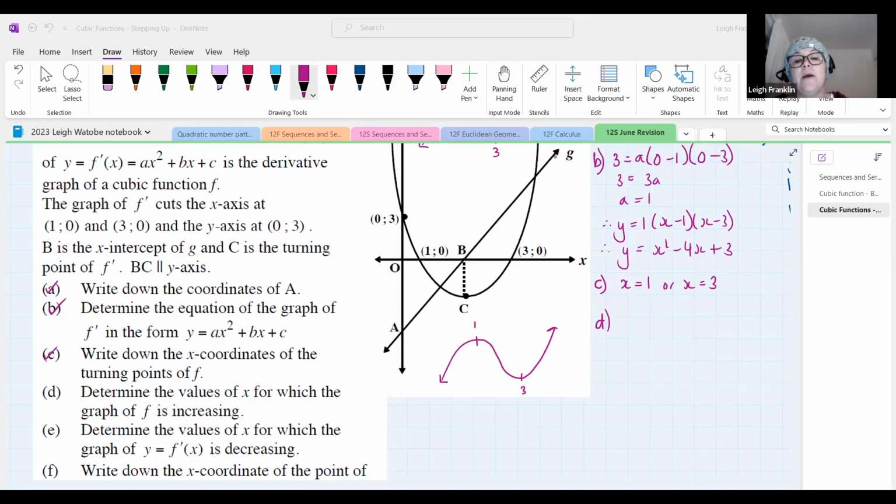Okay, careful, Kamogelo, between 1 and 3, it is decreasing. Here they wanted increasing first. So for which values of x is it increasing? That's it, Lesedi. So where x is smaller than 1, or where x is greater than 3.